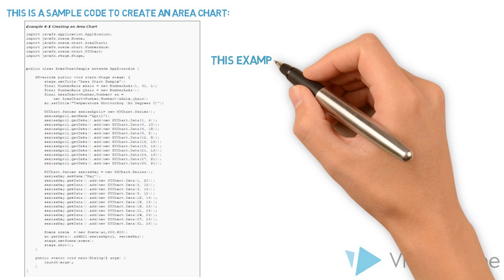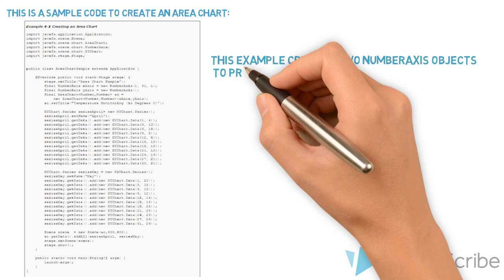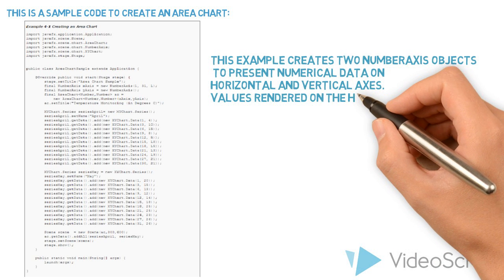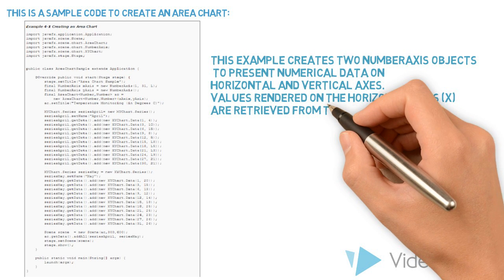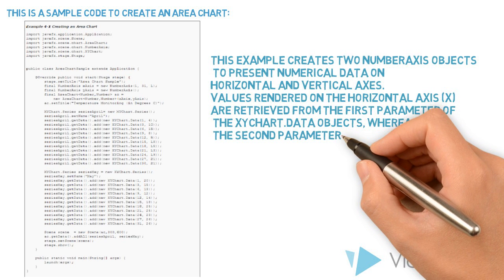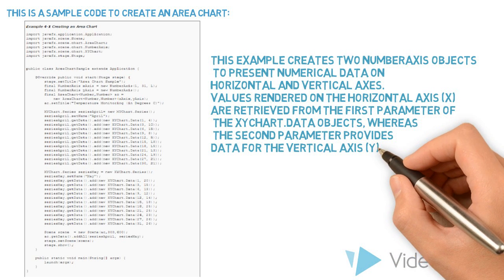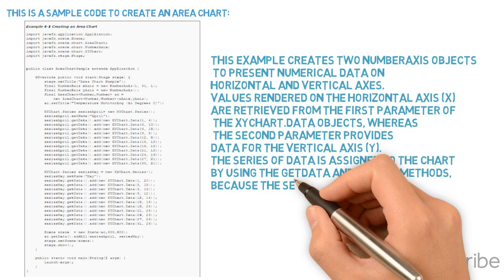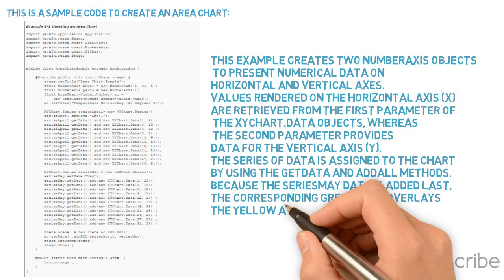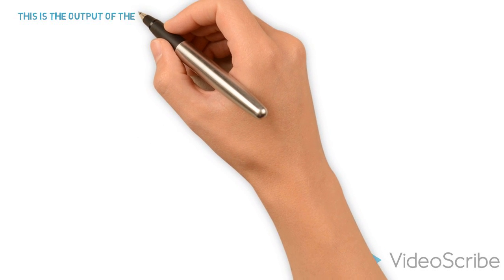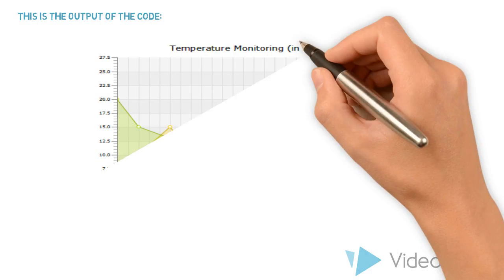This example creates two NumberAxis objects to present numerical data on horizontal and vertical axes. Values rendered on the horizontal axis, x, are retrieved from the first parameter of the XYChart.Data objects, whereas the second parameter provides data for the vertical axis, y. The series of data is assigned to the chart by using the getData and addAll methods. Because the series May data is added last, the corresponding green area overlays the yellow area that shows April data. This is the output of the code.